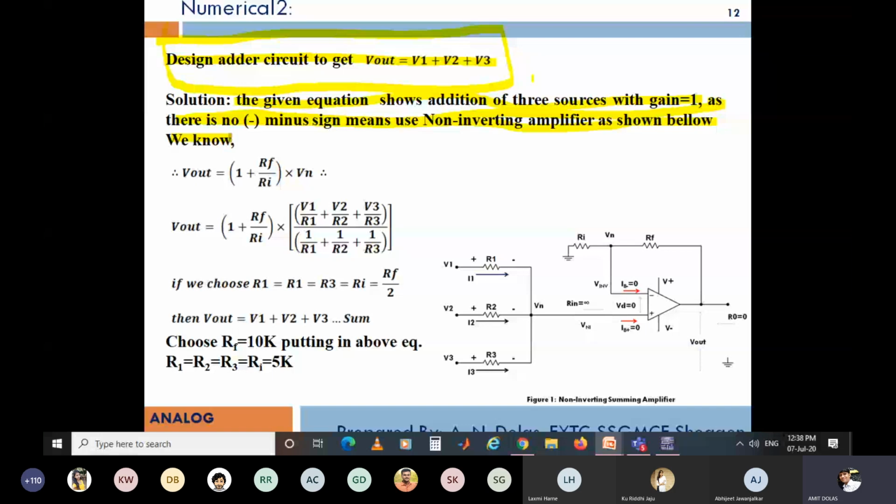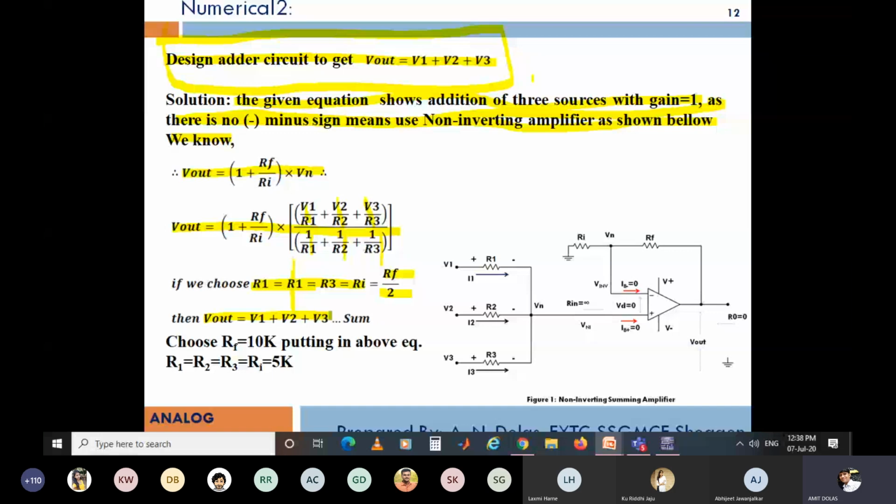Elaborating that, V out will be equal to 1 plus Rf upon Ri multiplied by the complete value of Vn, that is V1 by R1 plus V2 by R2 plus V3 by R3 upon 1 plus R1 plus 1 plus R2 plus 1 plus R3. And we know, as we discussed in the earlier PPT, if we choose R1, R2, by mistake I wrote R1, R1 again. So this must be R2. So R1 is equal to R2 is equal to R3 is equal to Ri is equal to Rf by 2. Then I'll get output voltage equal to the addition of V1, V2 and V3.